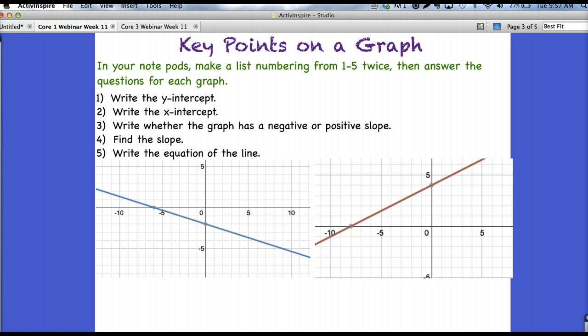Okay, so what you're going to do is for each of these, you're actually going to do 1 through 5, and then you're going to do 1 through 5 again. But let's just do the first graph first. On the first graph, go ahead and write what the y-intercept would be. Put that under number 1. Everybody write what the y-intercept would be under number 1. Oh, good, Tashana, you're typing. That's awesome. So y-intercept, real quick.